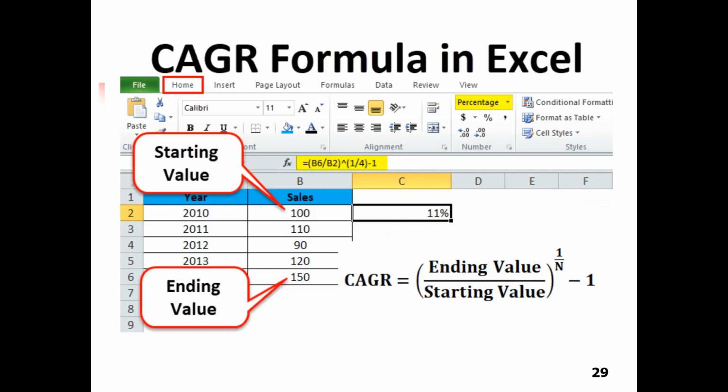CAGR is the ending value divided by the starting value. So the ending value was 150, the starting value was 100. So this would be 150 divided by 100, which is 1.5, raised to the power of 1 divided by n. That means if n is 2, take a square root of it. But here n is the number of years, 1, 2, 3, 4, 5. So raised to 1/5. You put it in a financial calculator or a scientific calculator, and you get a growth rate. This thing is really a geometric growth rate.